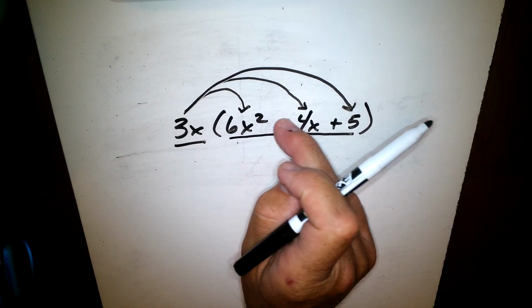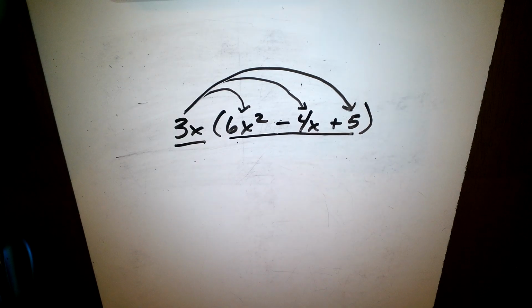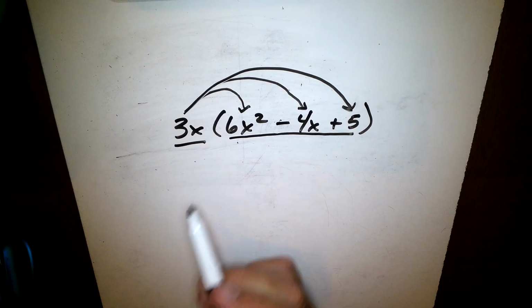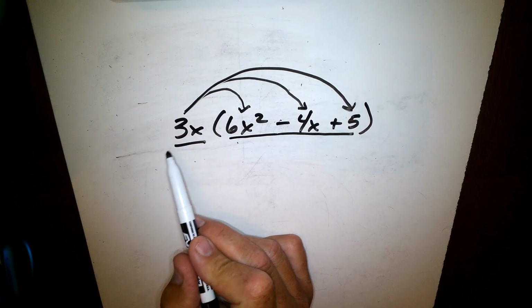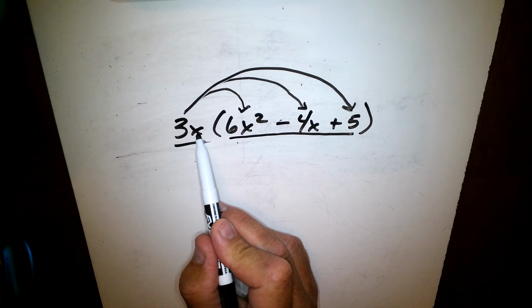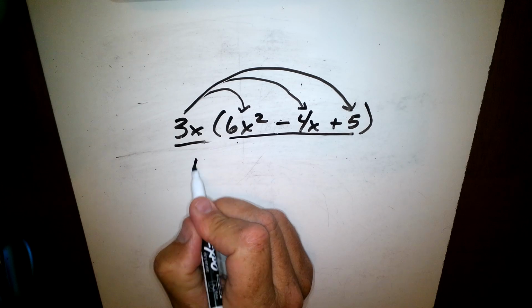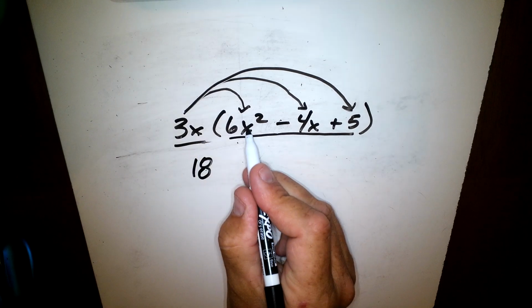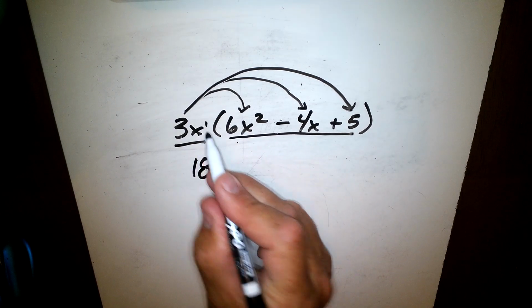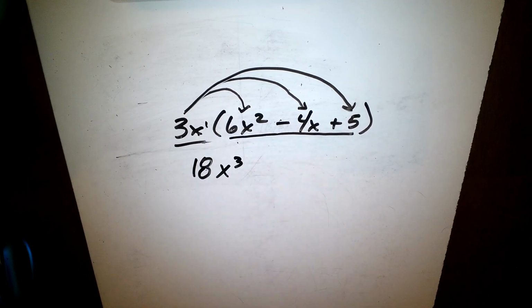Okay, I'm going to change this one to a subtraction. Subtract 4x and see what that does to the end result. Okay, so I'm not going to rewrite an expanded form. I'm going to use my multiplying exponent rules. 3 times 6 is 18. x times x to the second power. We add the exponents. 1 plus 2, x to the third.